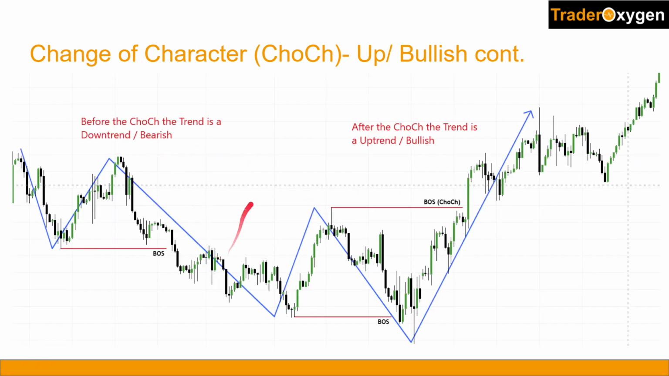This is another candlestick example for a change of character. The price is in a downtrend. This is a significant swing point which caused the price to go down, and that significant swing point is broken up in the opposite direction. So that's a change of character.